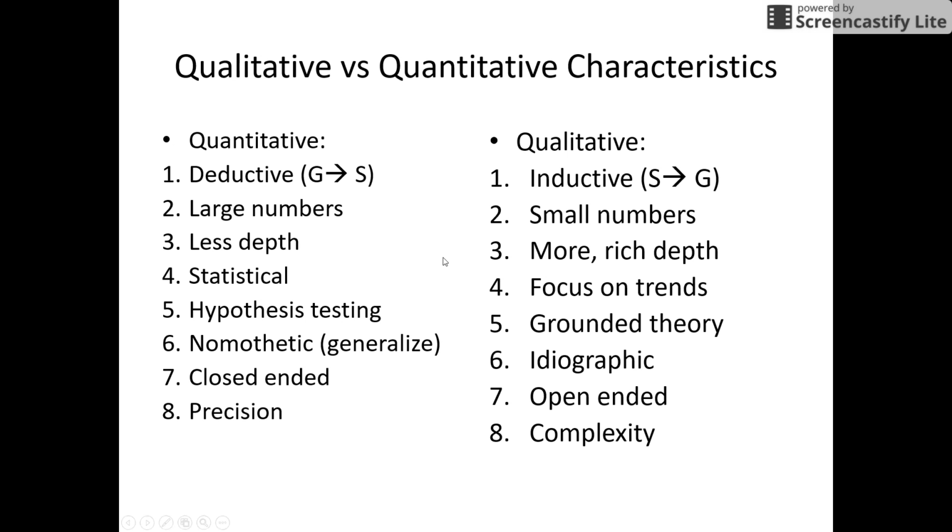Let's see next, nomothetic. In quantitative research, you want to generalize. That's nomothetic. In qualitative, you do idiographic research. You want to look for patterns in the specific individuals you study. Quantitative, you use closed-ended questions. Okay, you can use some open-ended, but mostly quantitative research involves closed-ended questions. You use open-ended questions in qualitative.